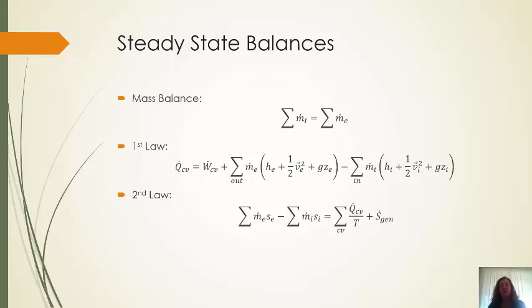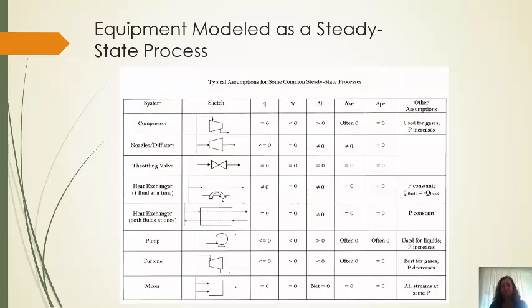The first law says that the heat transfer equals the work plus the change from inlet to outlet of the total energy, where the energy is a combination of the enthalpy, the kinetic energy, and the potential energy. And then our second law says that the change in entropy, inlet to outlet, is the sum of the heat transfers divided by the temperature that occurs at, plus any entropy generated. There's a lot of equipment that can be modeled as a steady-state process.